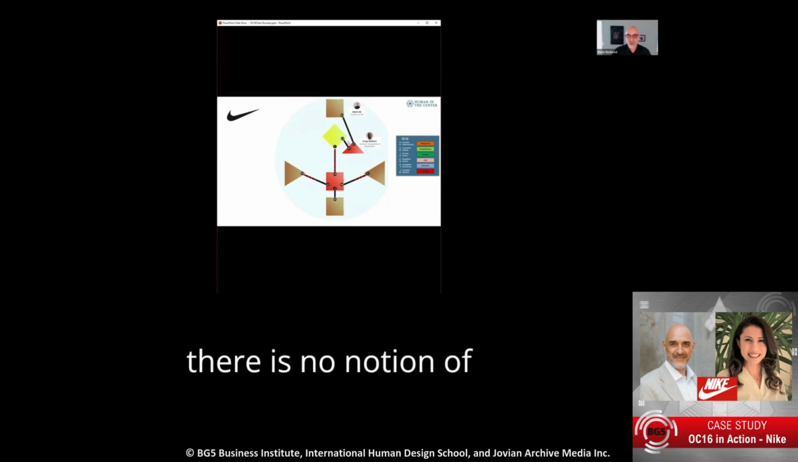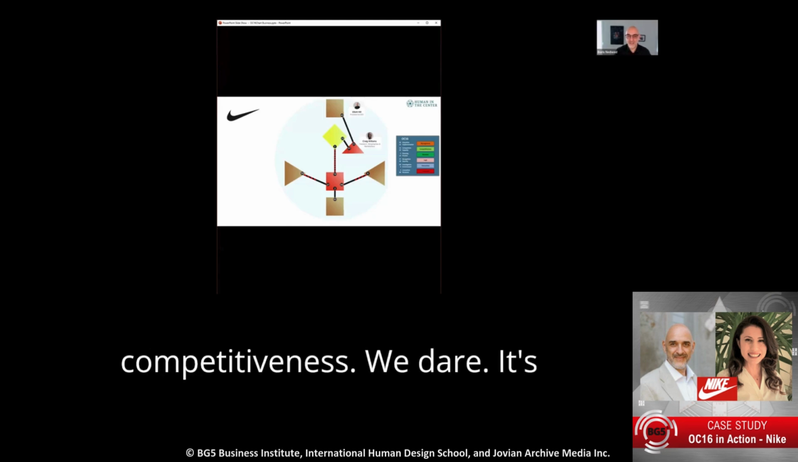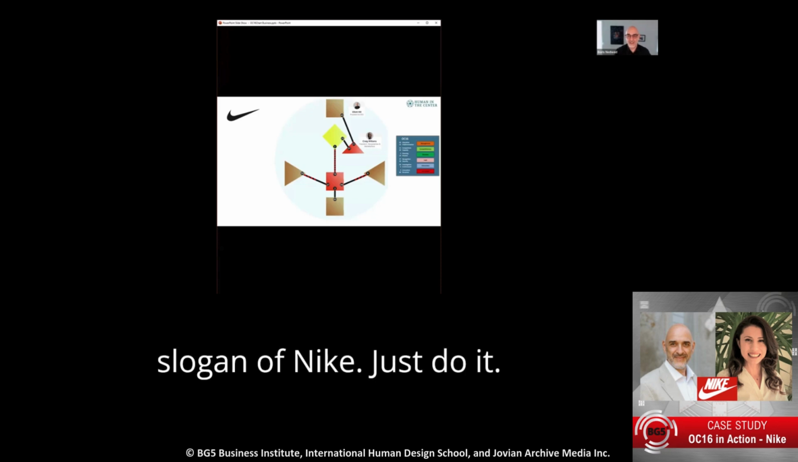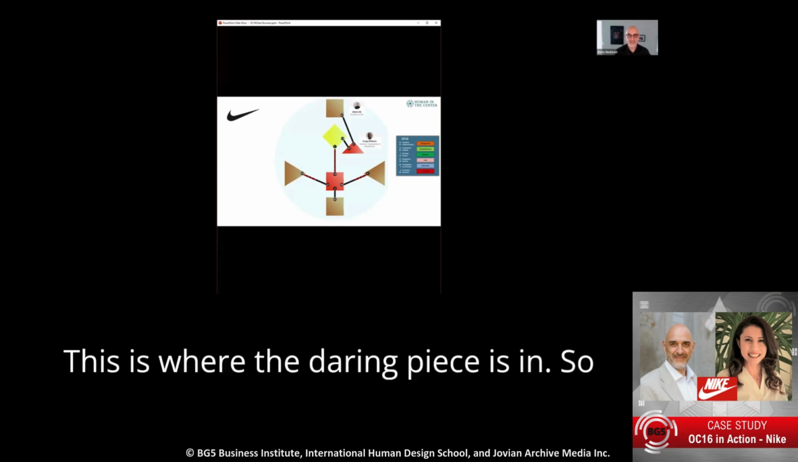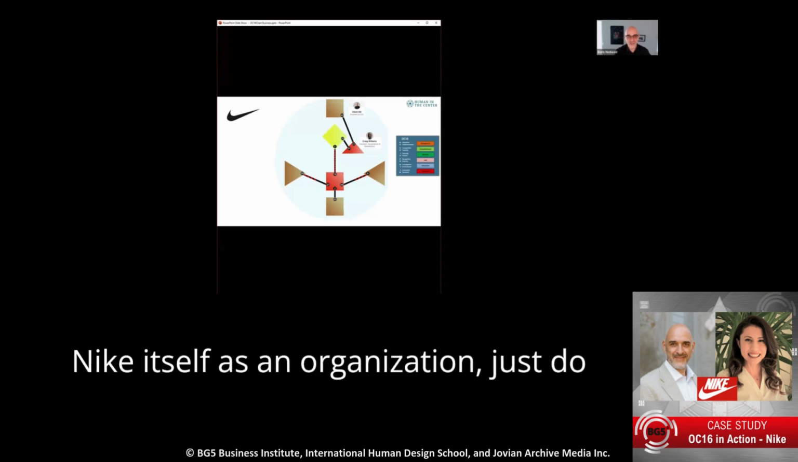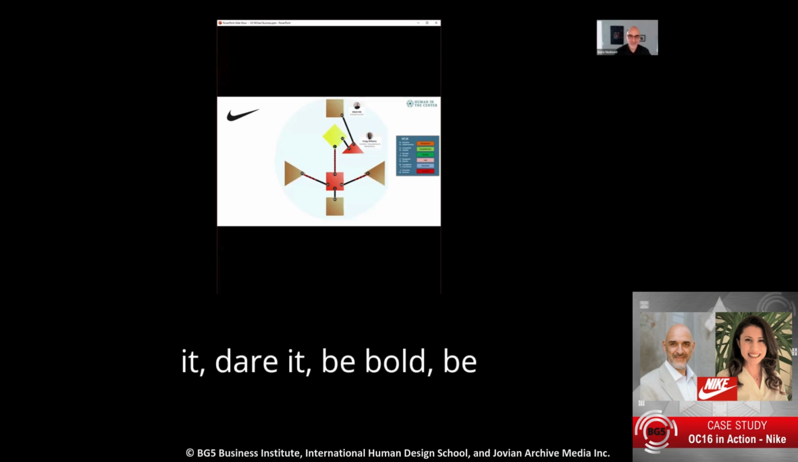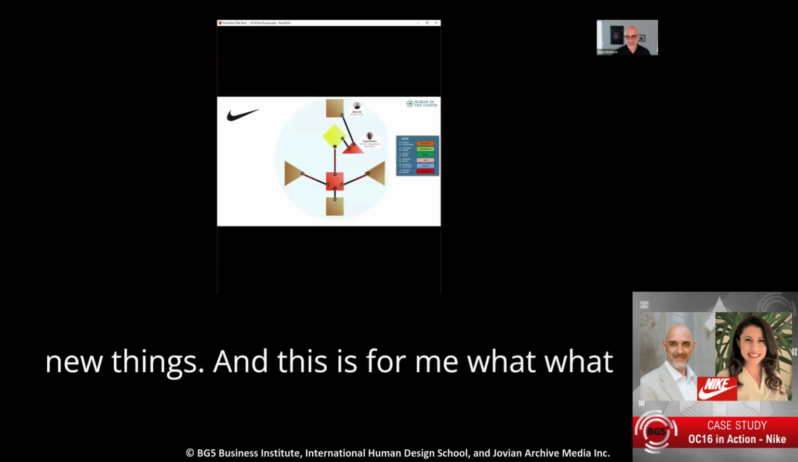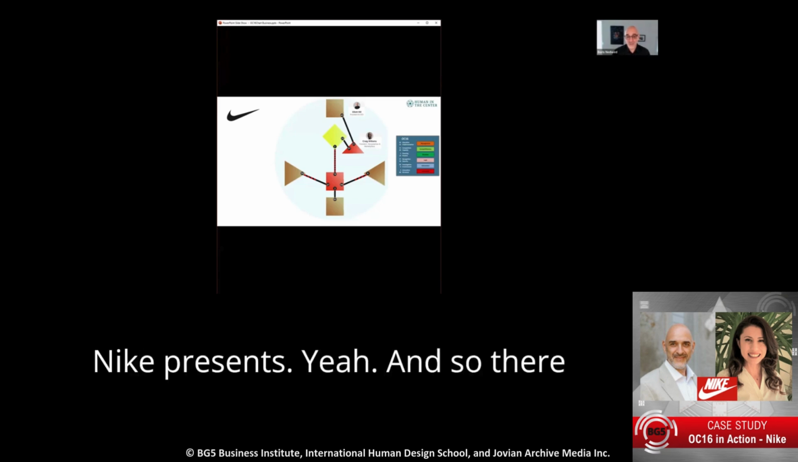Now, there is no notion of the 25-51 as the competitiveness, the daring. For us, and we discussed it in the slogan of Nike, just do it, this is where the daring piece is. So reflecting back on Nike itself as an organization: just do it, dare it, be bold, be visionary, innovate, and drive new things. And this is for me what Nike represents.